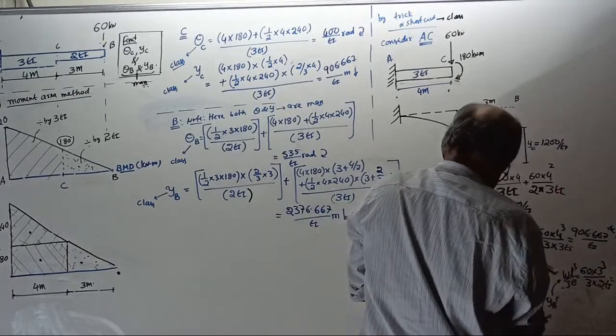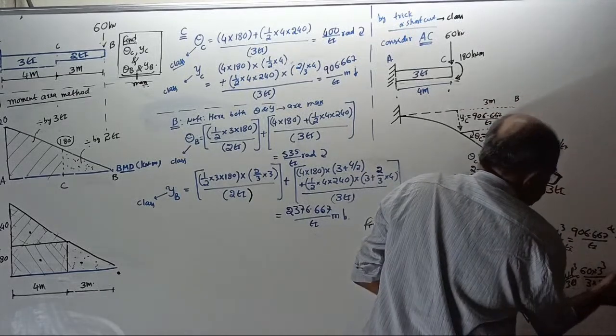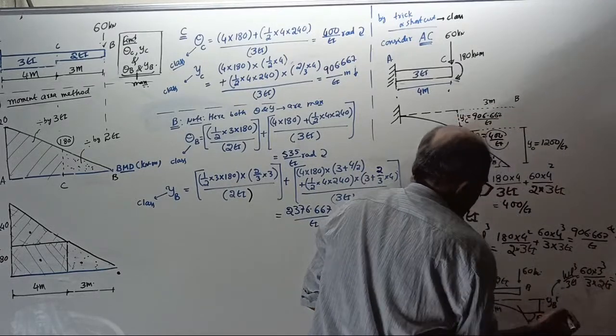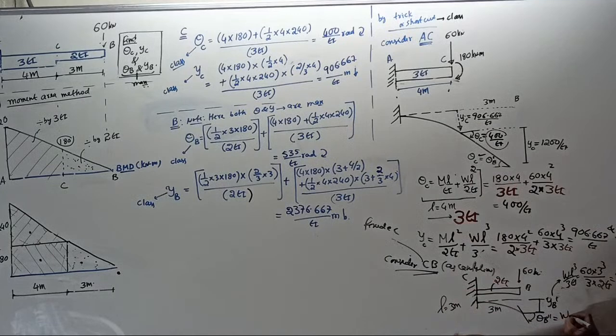Deflection at C is 270 by EI. And this theta B dash is what? It is WL square by 2EI, or 60 into 3 square by 2 divided by EI, which is 2EI. What is that answer? That is 135 by EI.